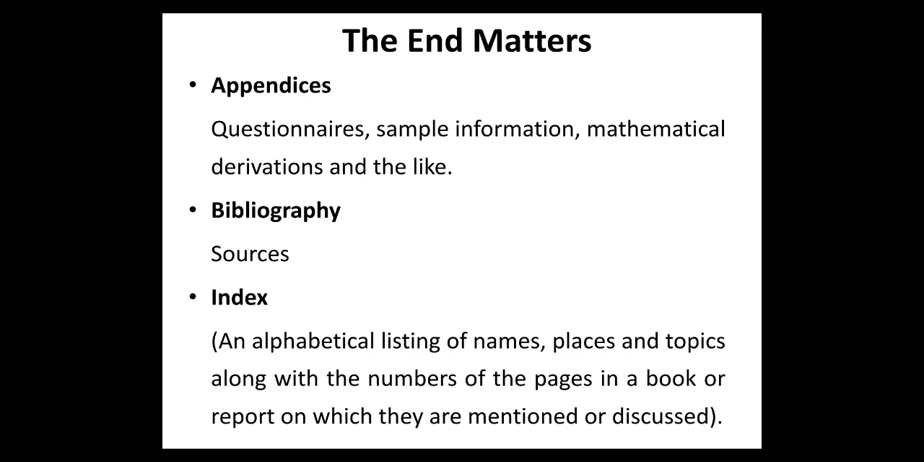Then coming to the bibliography, the sources consulted should also be given. Maybe the sources from where you gathered the data, maybe a textbook or any other. Next, coming to the index, it is an alphabetical listing of names, places and topics along with the number of the pages in the book, as mentioned earlier.